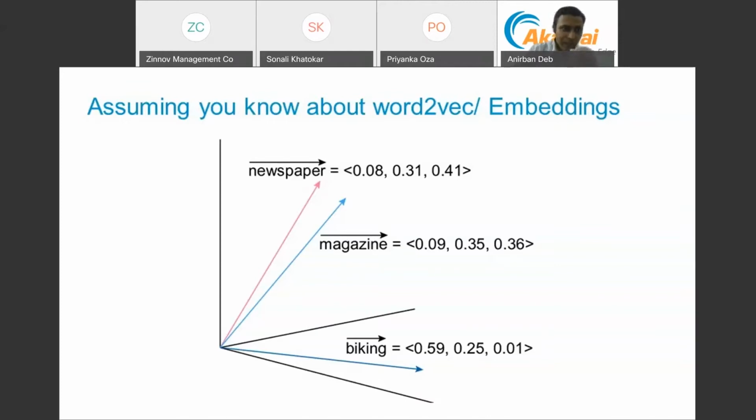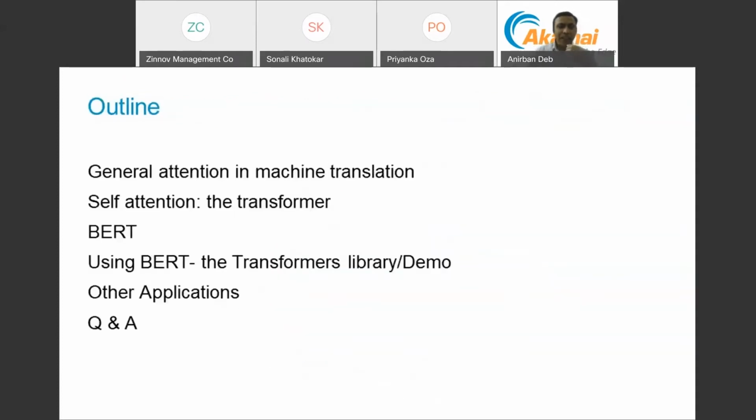So here's the outline. First, look at the machine translation problem, where the concept of attention first came up. It's also called encoder-decoder attention. And then we'll look at self-attention and the transformer architecture. And then we'll look at BERT, which is a bidirectional encoder representation, which came out after that transformer paper. And GPT as well came out around that. We'll look at both of them, with GPT just a slide for it.